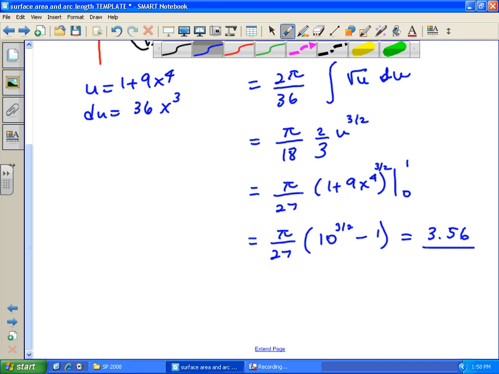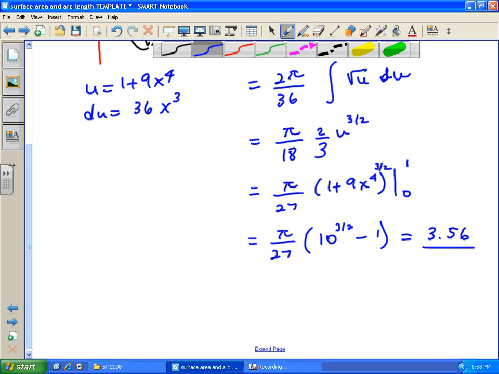Any questions about the solution before we try another example? Any questions? Okay, this next one, yes, Krista? Yes, I got the one when I plugged in 0 in for x. So if you plug in 0 for x, 9 times 0 is 0. 0 plus 1 is 1, and 1 to the 3 halves is 1. That's how I got the 1.